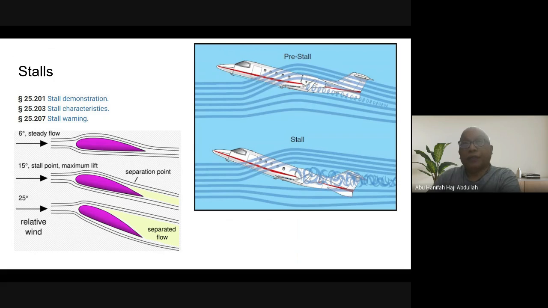So next is stall. We are talking about 231 stall demonstration, which is a test. Stall characteristics. So when you go into stall warning, you install a stall warning indicator on the aeroplane, or you may also use a stall warning in terms of the aircraft behavior, how you fly the aeroplane.